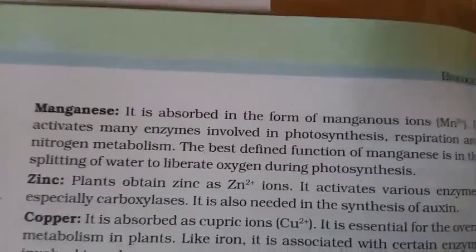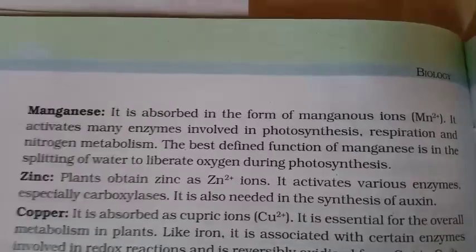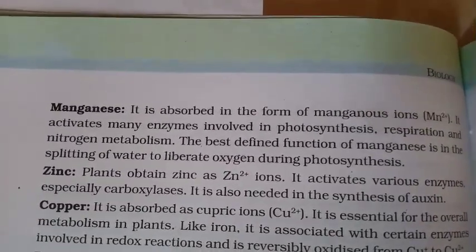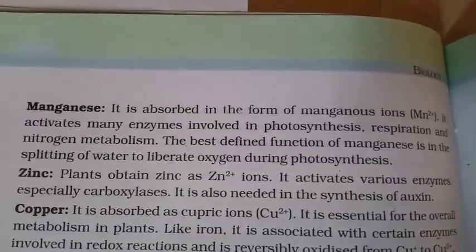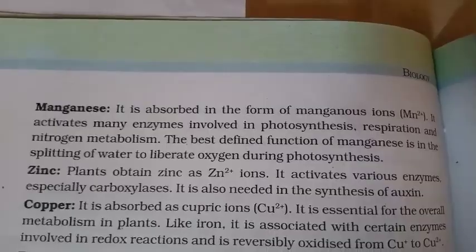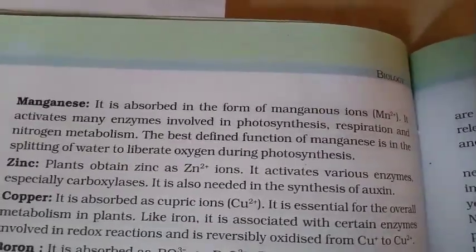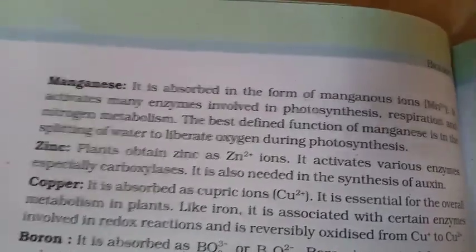And then copper. It is absorbed as cupric ions, Cu2+, and it is essential for the overall metabolism in plants. Like iron, it is associated with certain enzymes involved in redox reactions and is reversibly oxidized from cuprous to cupric, Cu+ to Cu2+.